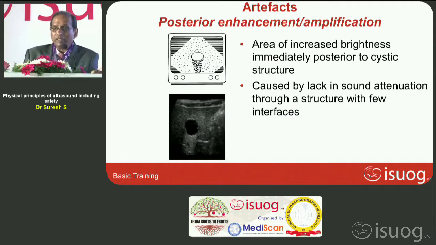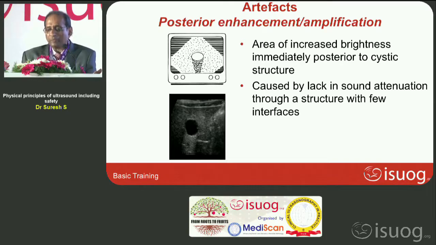The other artifact, which we actually call a good artifact, is called posterior enhancement or amplification. Imagine the ultrasound beam going through this tissue. As it goes through the tissue here, the sound gets absorbed, and the sound energy is lesser and lesser as it goes deeper into the tissue. Whereas here, there is a cystic lesion. As sound goes through this, it doesn't get absorbed, so the sound coming immediately behind the cystic lesion has a higher amplitude. Because it has higher amplitude and higher energy, you are able to see it brighter. This is called acoustic enhancement.